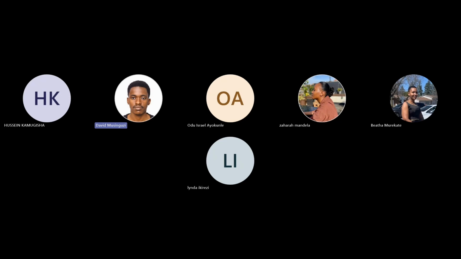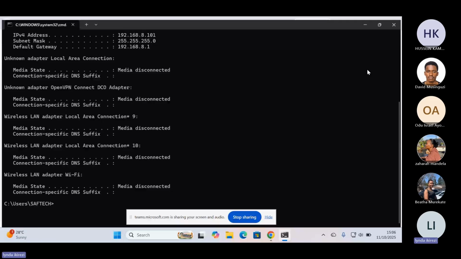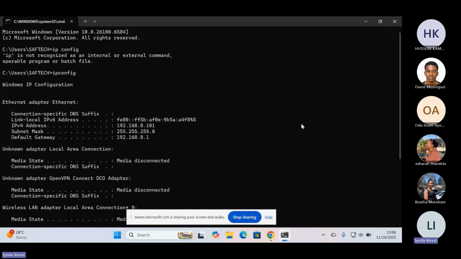So Linda is going to share her IP address, and then I'll also share my IP address. You're going to see we are all on the same internet service provider. So Linda, you can share your IP address. My IP address by default is 192.168.8.101. Subnet mask is the same as with the default gateway.